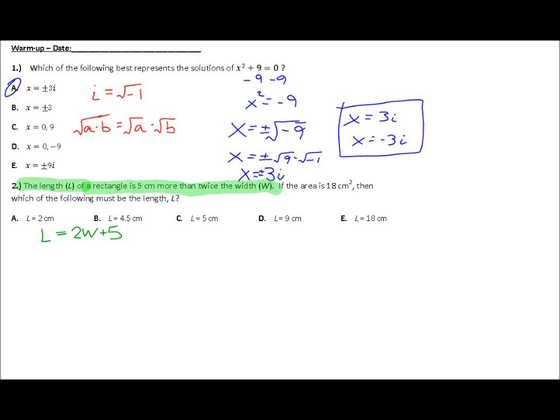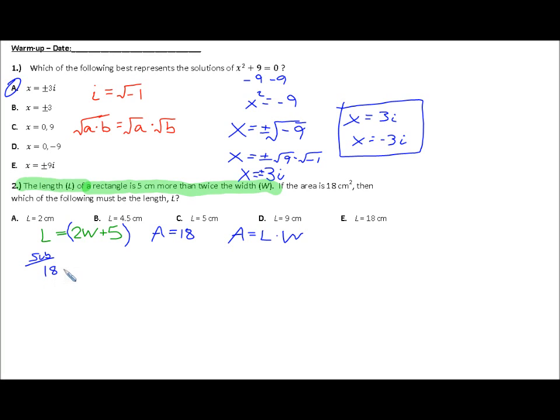Okay, so that's one fact that we know from the problem. And in fact, I'm going to put this whole thing in parentheses, just so that I know length is the entire quantity, the entire thing, 2w plus 5. Okay, area is 18 centimeters squared. So I can say something like area A equals 18. Well, what else do I know? For any rectangle, area is the length times the width. I know area is 18, so I can substitute. And I get, let me do that over here. Let's start substituting some values.